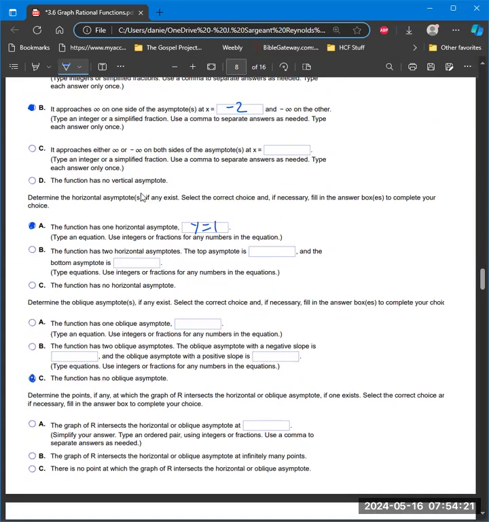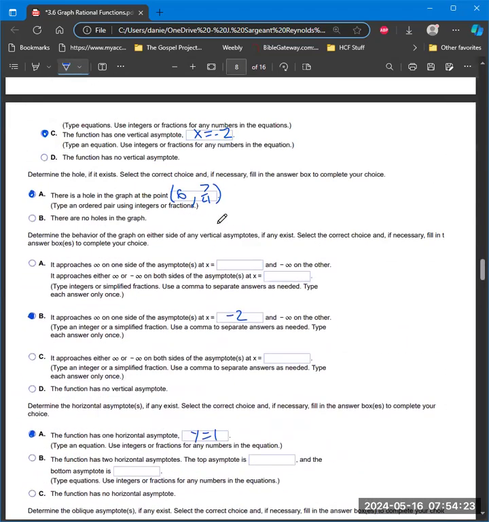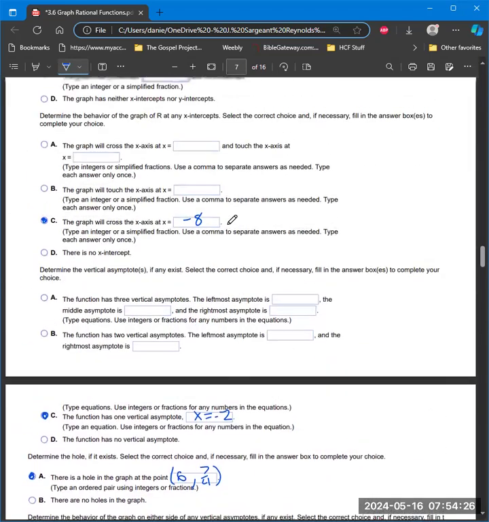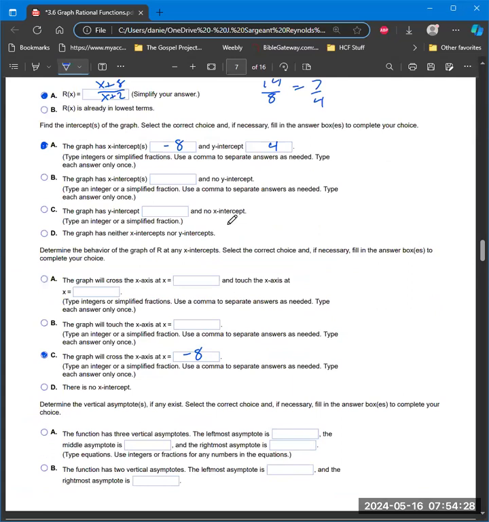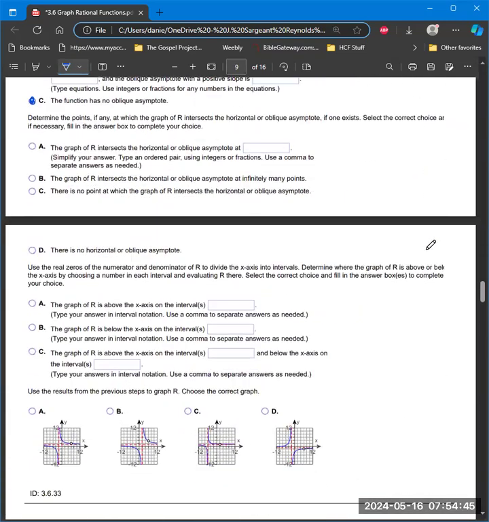And does it ever intersect its horizontal asymptote? Let's see here. Does (x plus 8) over (x plus 2) ever equal 1? Is x plus 8 ever equal to x plus 2? Does 8 ever equal 2? No, it does not, so it's never going to cross. There's no point where it crosses the horizontal or oblique asymptote.